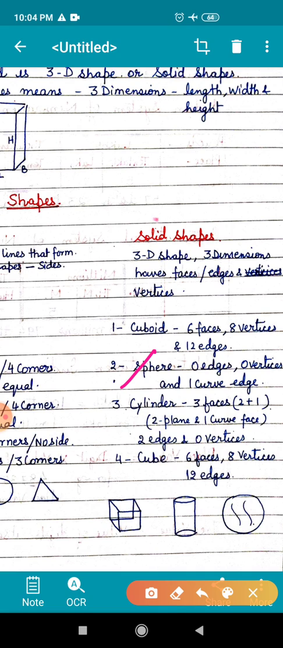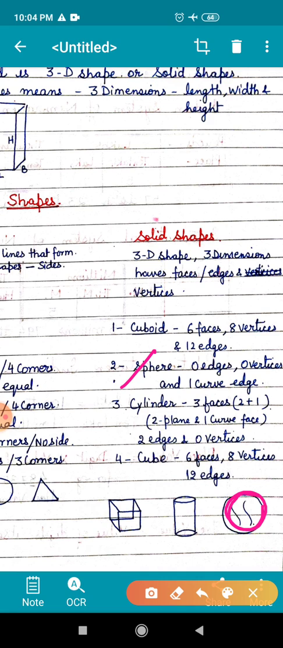Okay, now next solid shape is sphere. Sphere has 0 edges and 0 vertices, or you can say no edge and no vertices. It has one curved edge. Okay, and example of sphere are football, volleyball, etc.